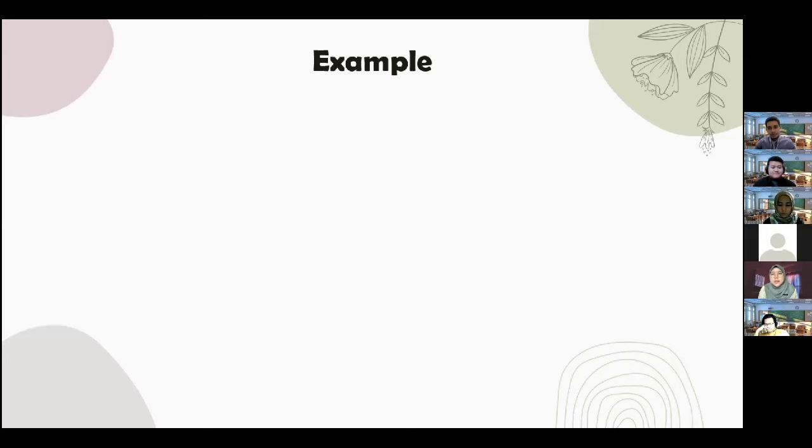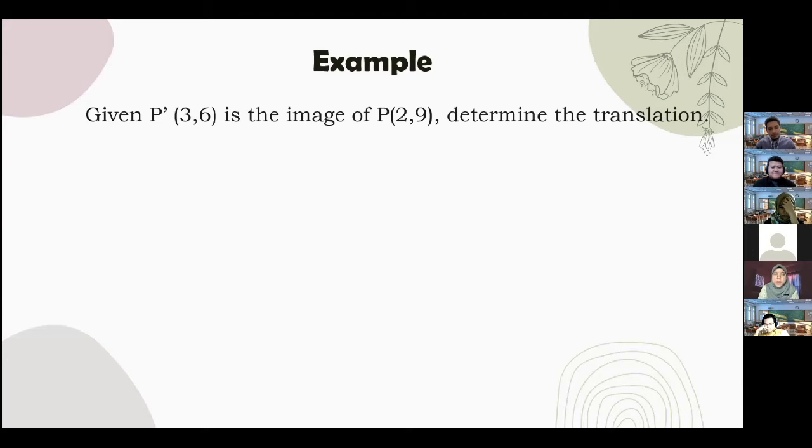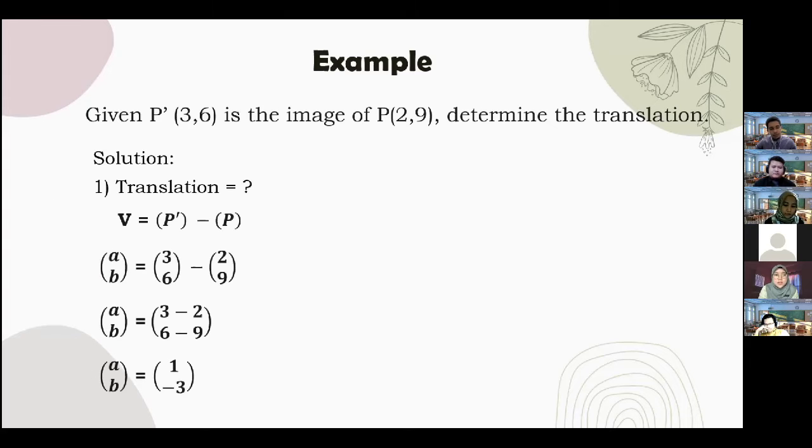For example, you are given P prime (3, 6) is the image of P (2, 9). Determine the translation. As I said before, the formula is translation equals image minus object. You just substitute the values and you get, therefore, translation is equal to (1, -3).